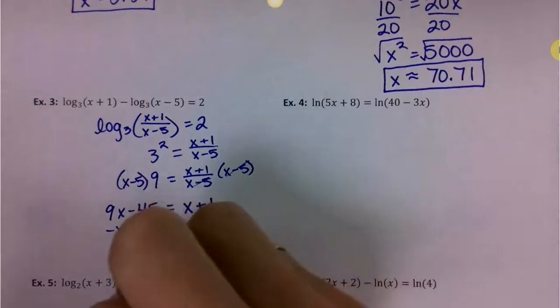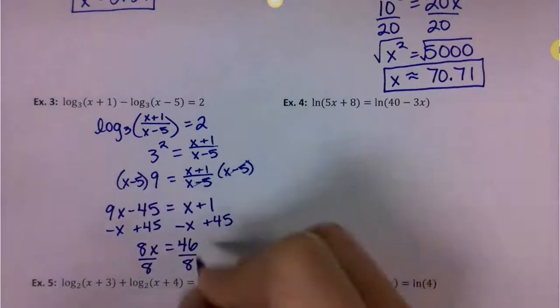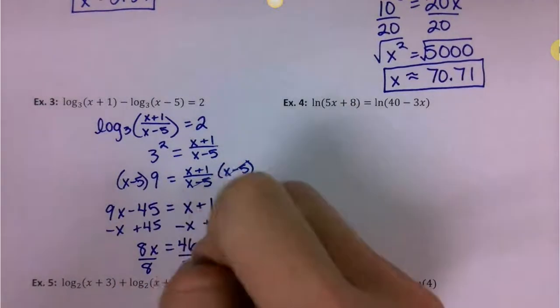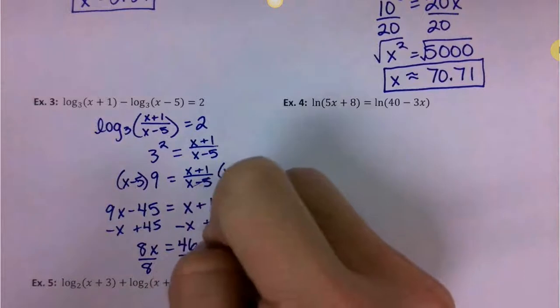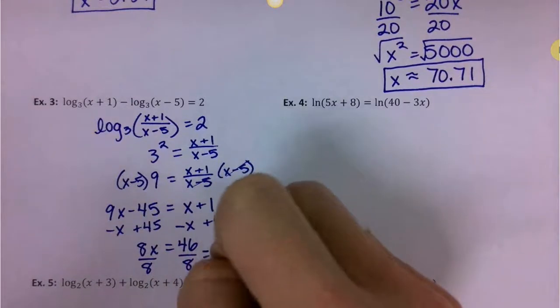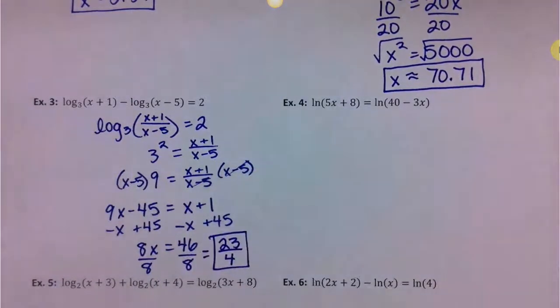And then dividing both sides by 8, we end up with 46 over 8, but we can divide both of those by 2 to get a reduced answer of 23/4.